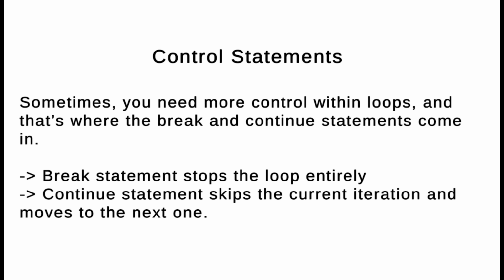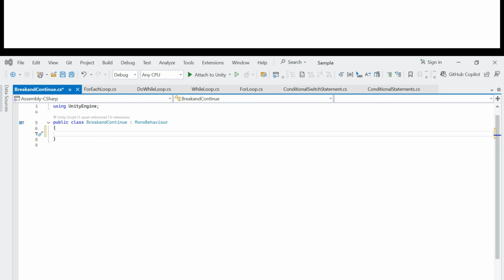The last topic is control statements. Sometimes you need more control within loops, and that's where the break and continue statements come in. Break statement stops the loop entirely. Continue statement skips the current iteration and moves to the next one. Now see the example script of break and continue.